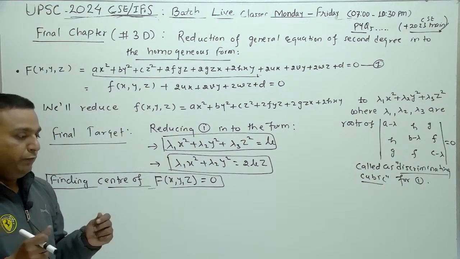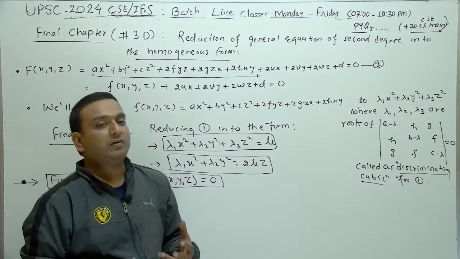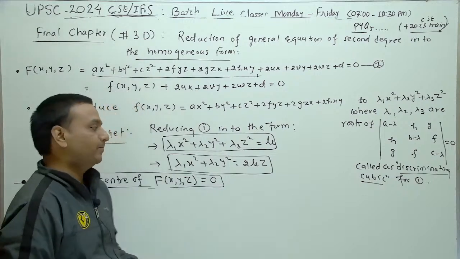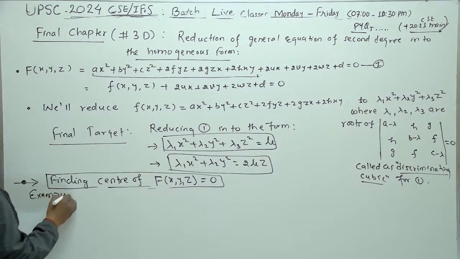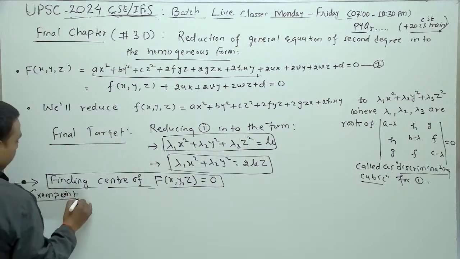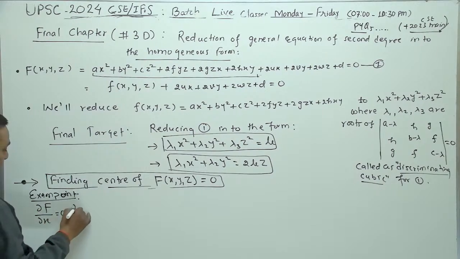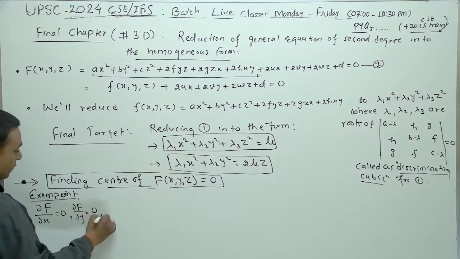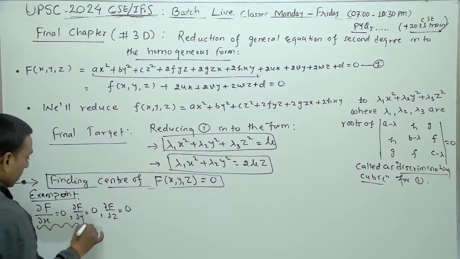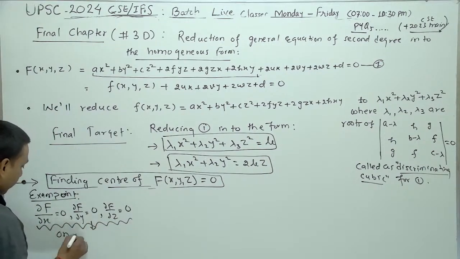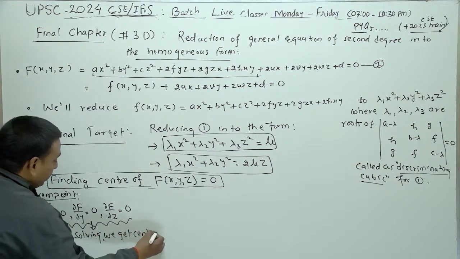Fair? If you are interested only in knowing how the center will be calculated, what I'm saying is, you only need the exam point. So I am telling you here: put del f over del x equals to 0, put del f over del y equals to 0, put del f over del z equals to 0. On solving, we get the center.